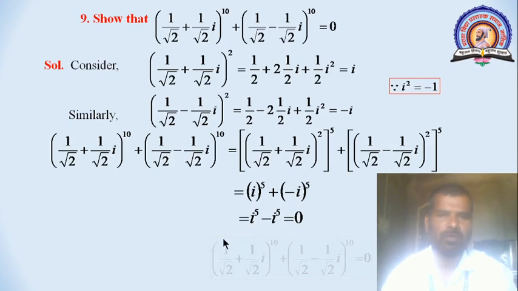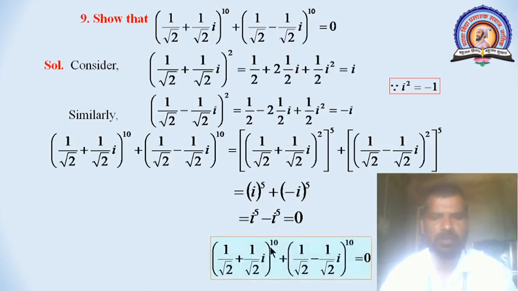Therefore (1/√2 + 1/√2 i) raised to 10 plus (1/√2 − 1/√2 i) raised to 10 is equal to 0. It is the required proof.